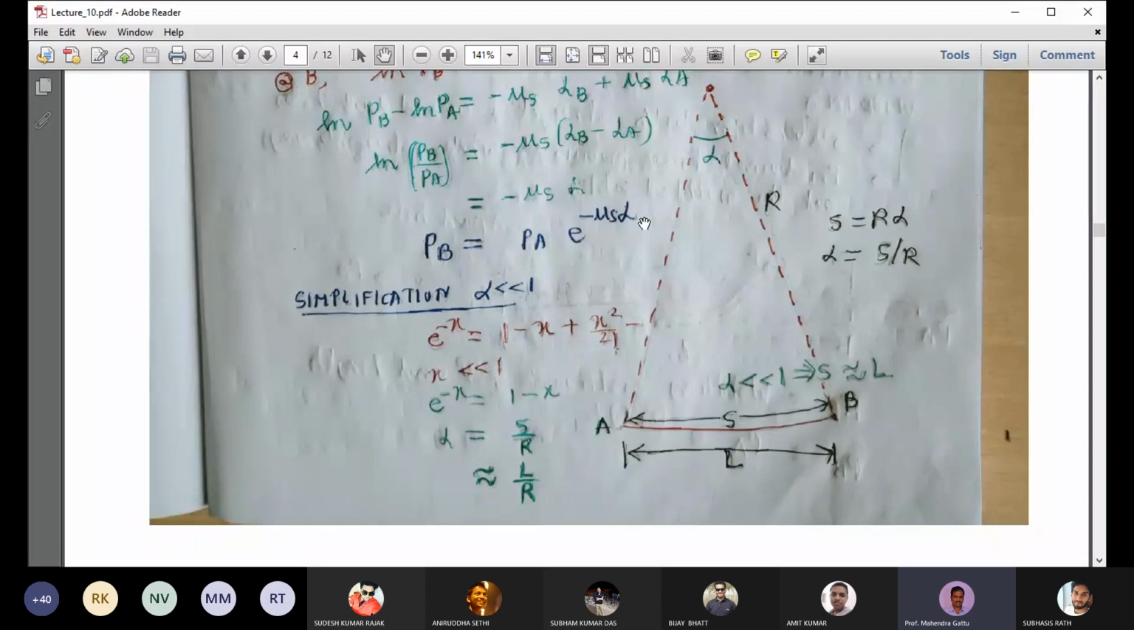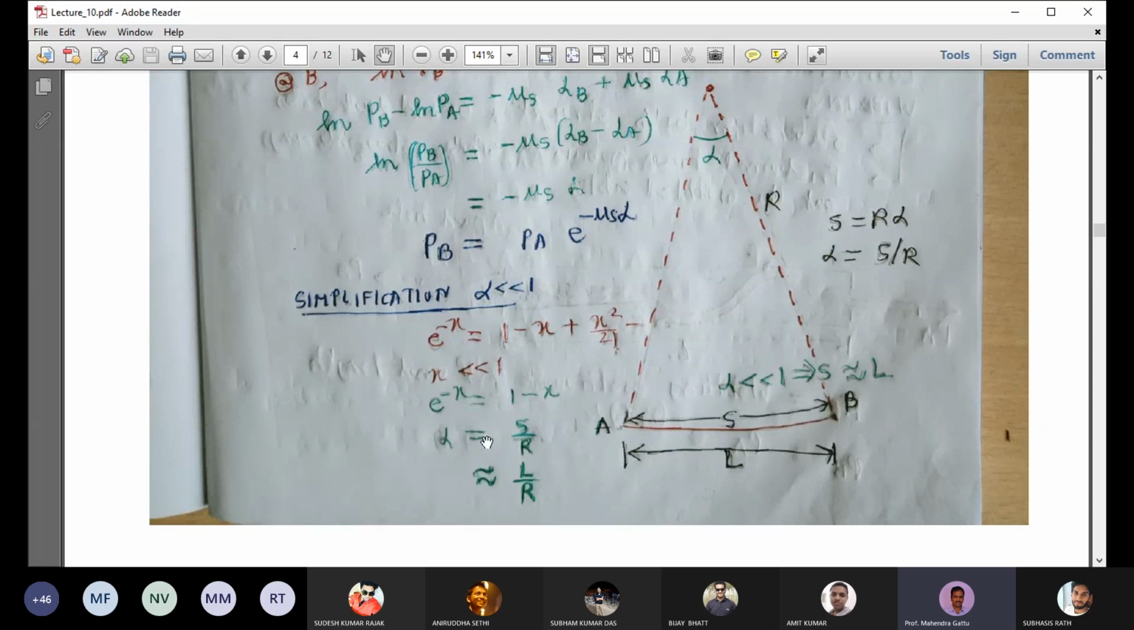Then we introduced a simplification that e power minus x can be written as 1 minus x plus x squared by 2 factorial, minus and so on up to x to the n by n factorial. If we assume that x is small, then e power minus x becomes 1 minus x. What it effectively means is, suppose the slopes of the cable are very small, meaning dy by dx of the cable is very small. Then we can treat alpha as a very small quantity, and use the expression e power minus x is 1 minus x.